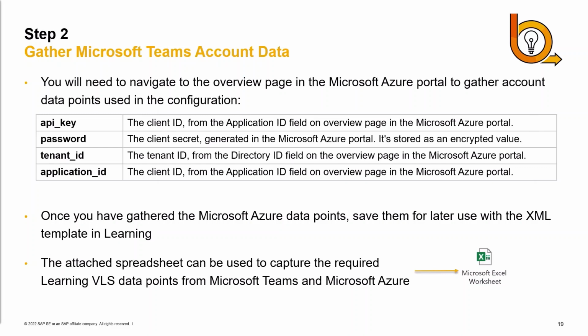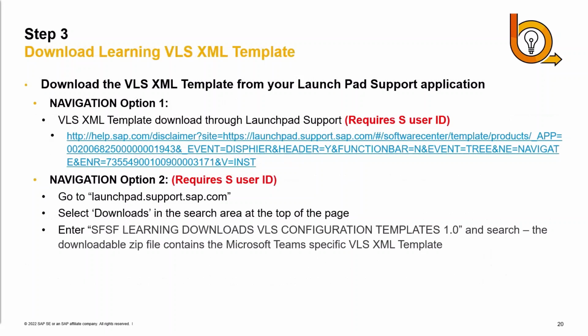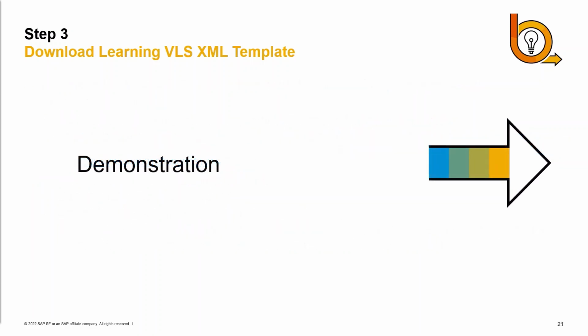Now let's move on to step 3. You will first need to download the VLS XML template. We give you a couple of options. You can either click on the link or you can go to launchpad.support.sap.com. Please keep in mind that it does require that you have an S user ID. Now let me go ahead and demonstrate what this would look like.